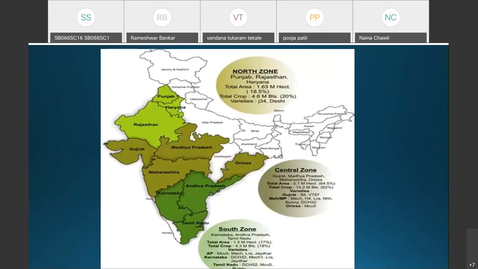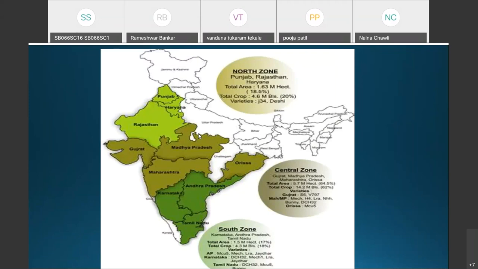In this photograph you can clearly see how the regions in which cotton is cultivated are differentiated. Here you can see the north zone. The northern zone has Punjab, Rajasthan and Haryana.